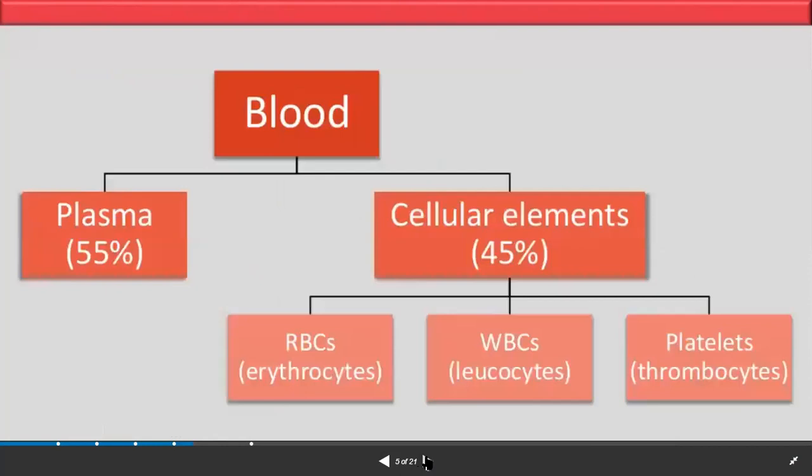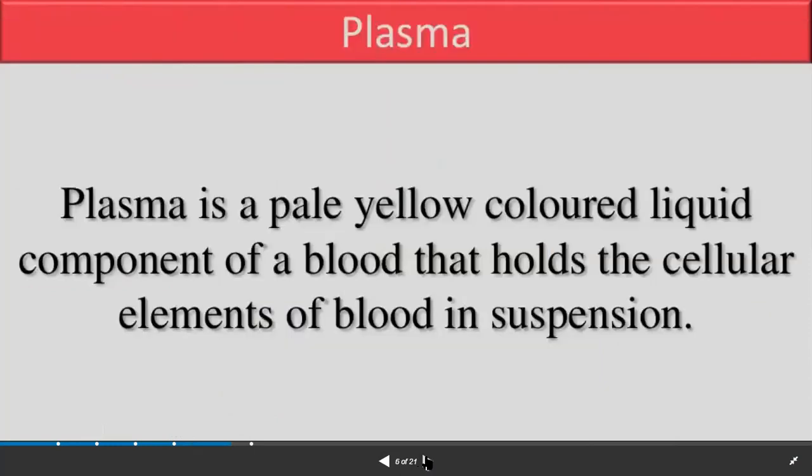So here, with what I just said earlier, that blood has two components, the plasma and the cellular element. The cellular element makes up 45% of blood, while the plasma makes up 55% of blood. And cellular elements are the red blood cells or erythrocytes, the white blood cells or the leukocytes, and then the platelets or the thrombocytes. So what is plasma? Plasma is a pale yellow colored liquid. It is a component of blood that holds the cellular elements of blood in suspension.